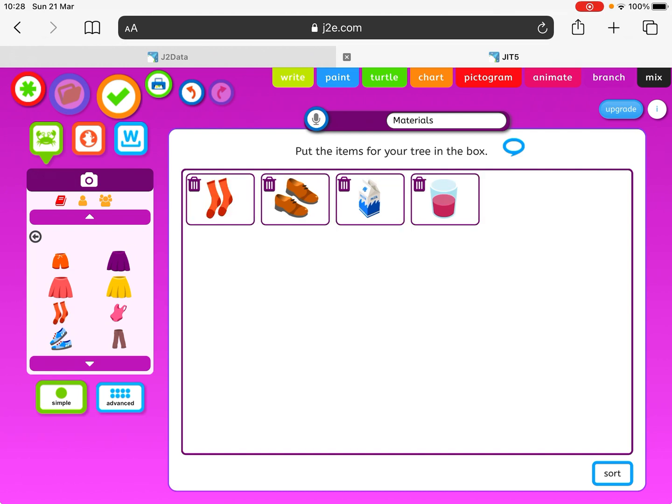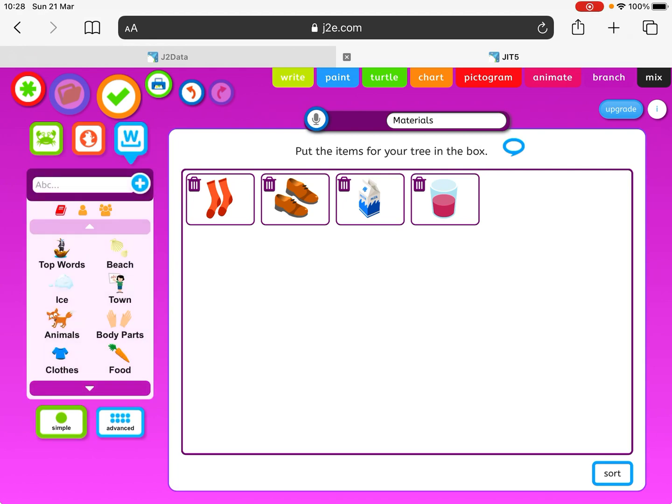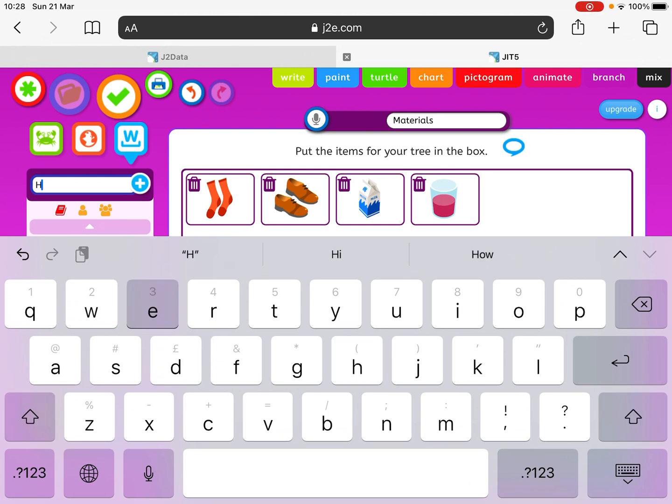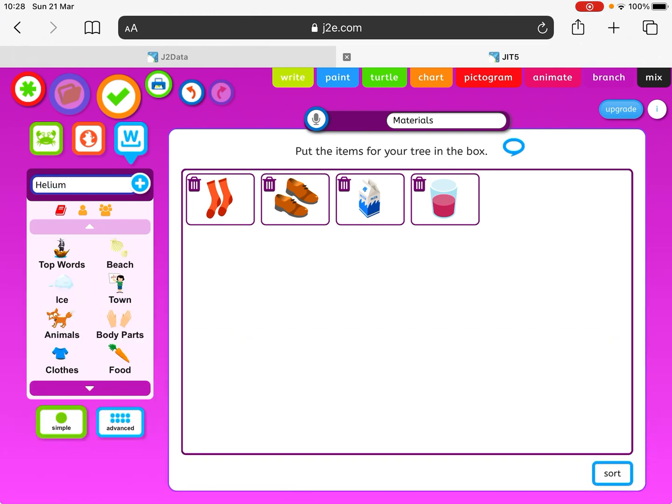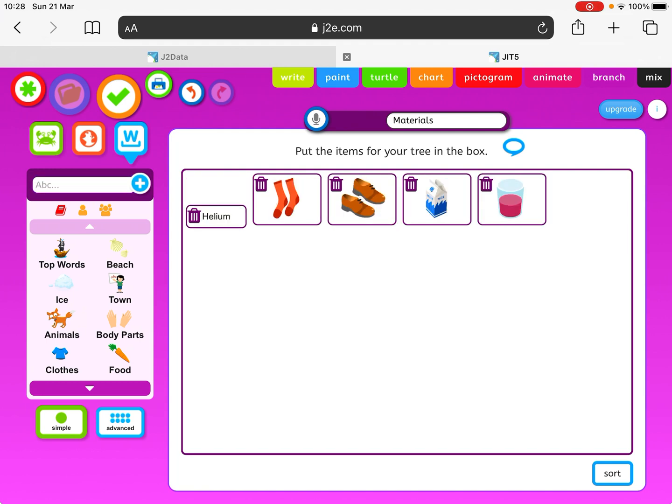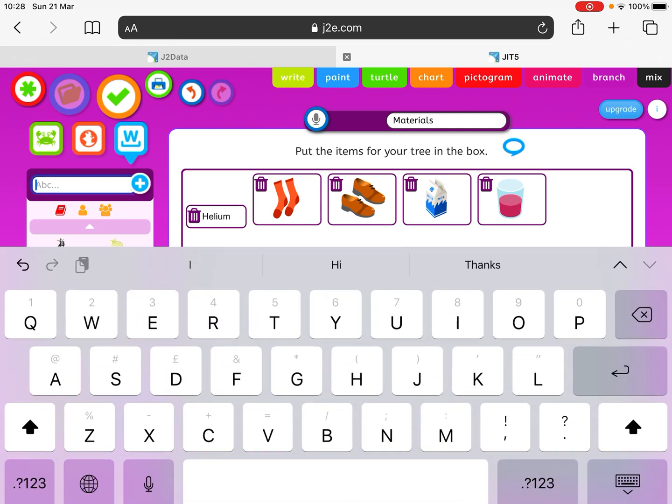Now, it's difficult to get gases. If there was like a helium balloon, that'd be fine, but there isn't unless you pay for it. So we're just going to use the free version. So we need to go to the W, which is in blue, and we're just going to type helium in. So obviously helium is lighter than air. So that's a gas. So I'm just going to put that in. Can you see there's no picture, but there's the word.